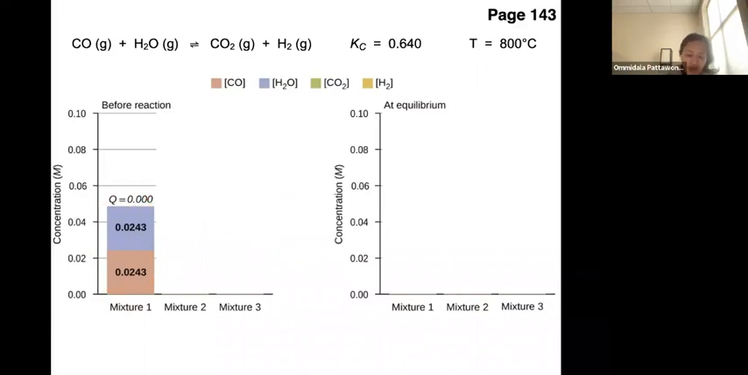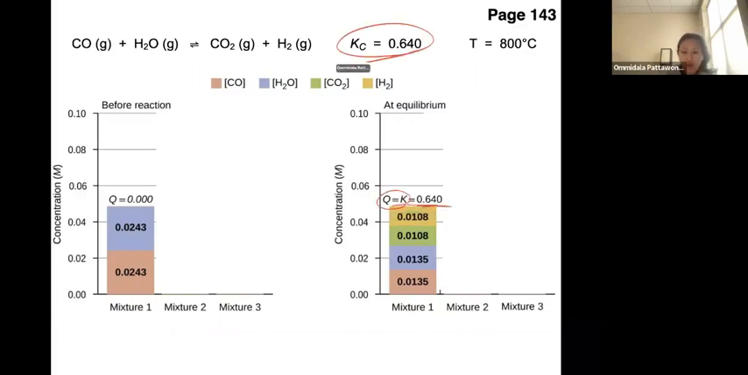Over time, the reactants are going to convert to the product. So the blue and red are eventually going to reduce. There will be less and less blue and red, and more and more green and yellow. As you see, once it has reached equilibrium, you see a smaller amount of the reactant and a larger amount of the product. At this point, you observe that the K value is going to equal Q, and is going to equal this value right here.